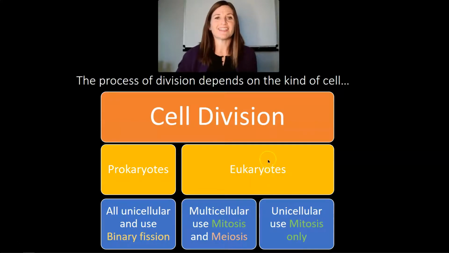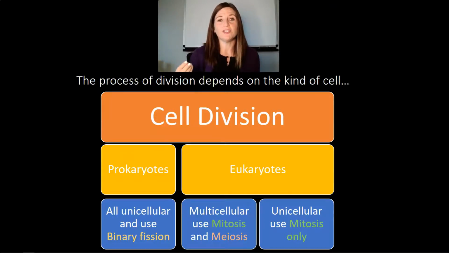For eukaryotes, it is interesting to think about whether cell division is reproduction. For a unicellular organism, like a protist, Giardia is an example of a unicellular eukaryote. For Giardia, all it needs to do is divide, and Giardia has made two Giardias. It has reproduced and divided itself.